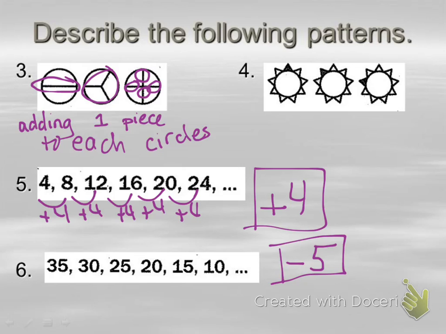I'm not really sure how you would divide 35 to get 30, so division is probably really quick to rule out on this one, but subtracting 5 does hold up, so this one is subtracting 5.